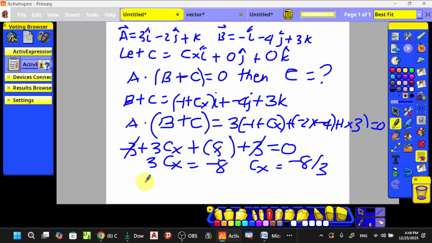So as we know, c only has x direction component, so c is equal to cx in the i, which is equal to minus 8 over 3 i. That is the answer. Actually, I have seen this question on an entrance exam, but they gave this option as option D, but they put the direction as j or like that. That's a typo error.